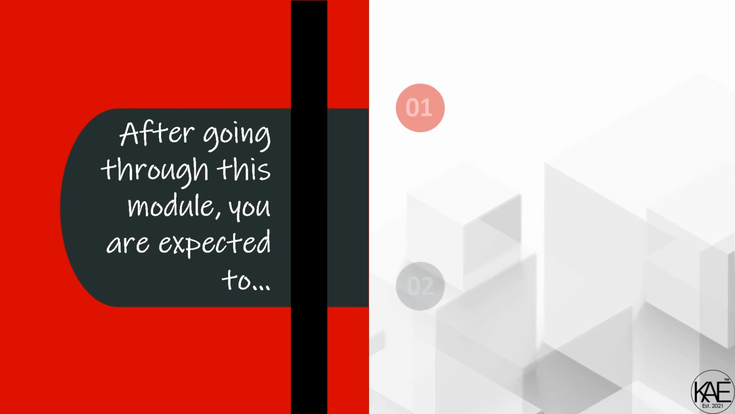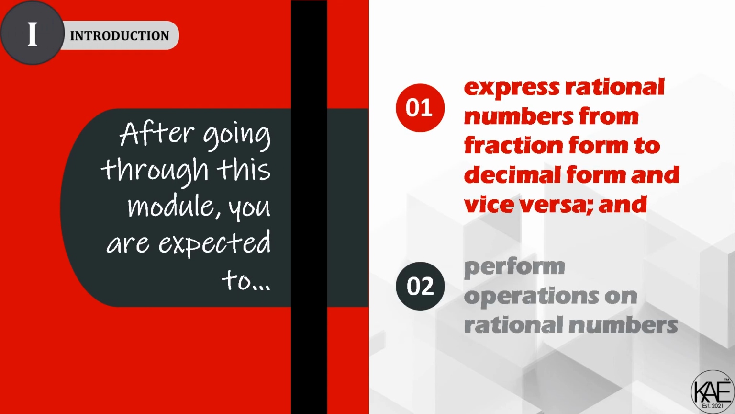Now let's see if we were able to meet our expectations. First, were we able to express rational numbers from fraction form to decimal form and vice versa? Check. Were we able to perform operations on rational numbers? Yes.